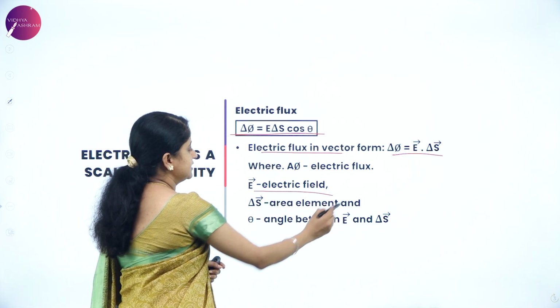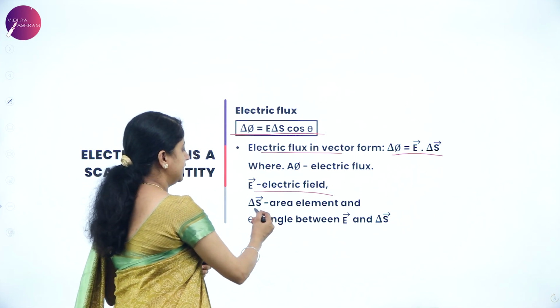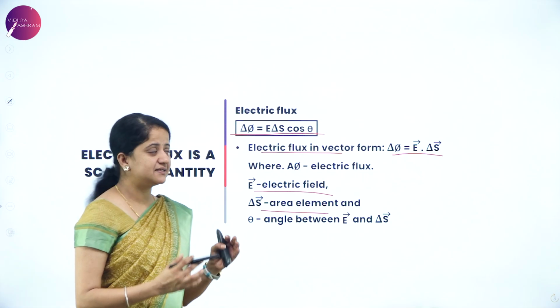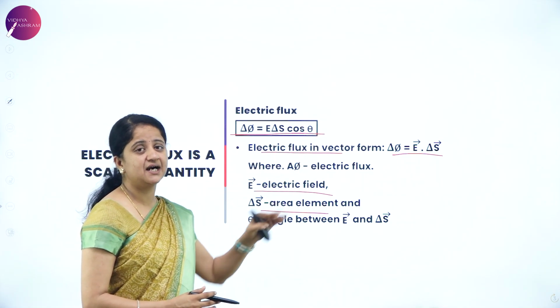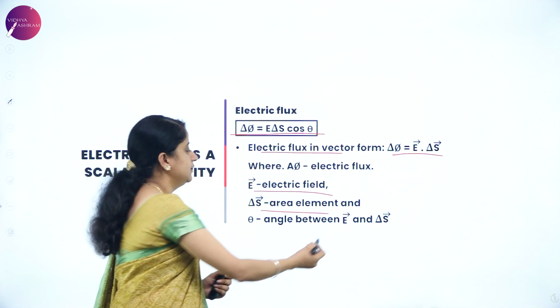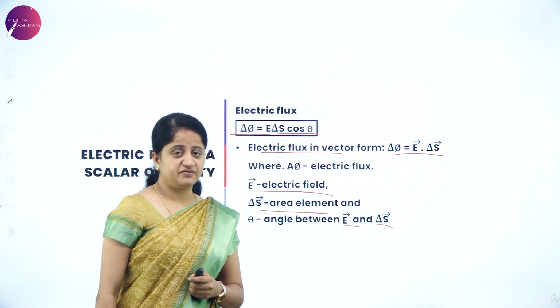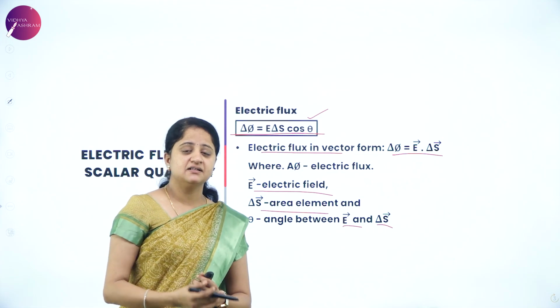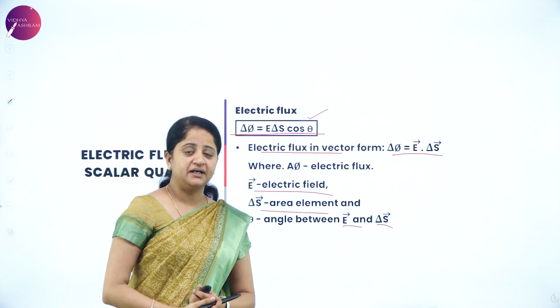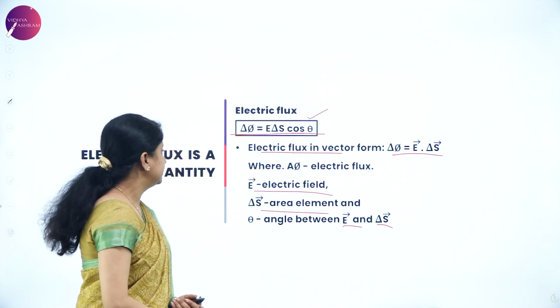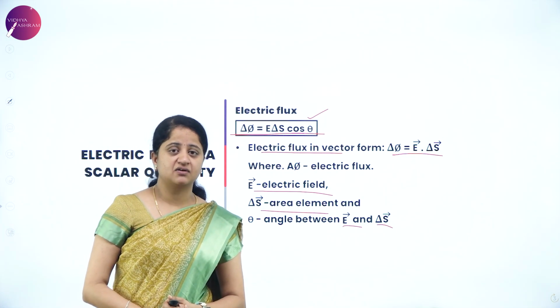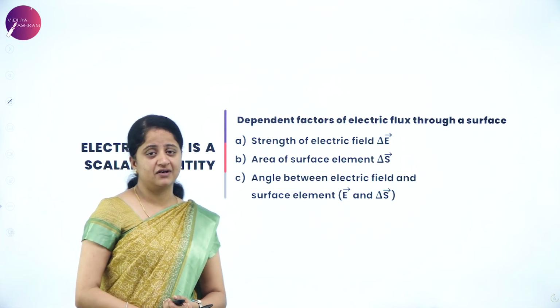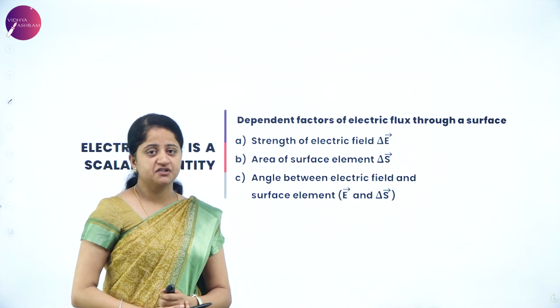Here E is the electric field, delta S is the surface element, and what is theta? Here we have the term cos theta, that is nothing but the angle between the electric field and the surface element. This is a very important expression for finding answers and also in competitive examinations. Remember, delta phi is equal to E into delta S cos theta is the expression for electric flux. So now we know the expression of electric flux.